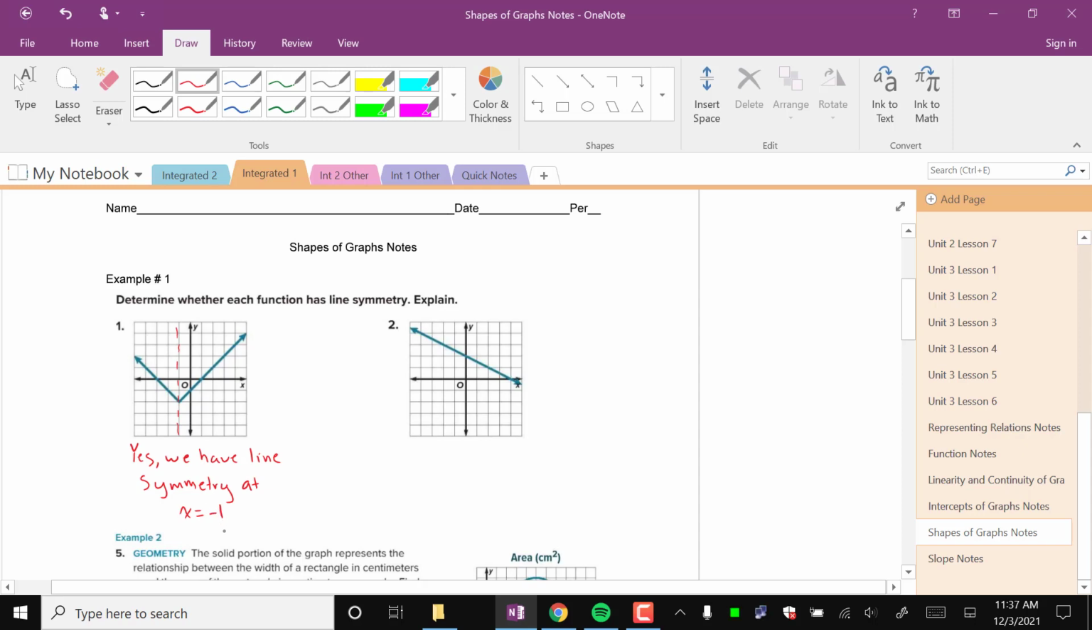Now let's take a look at the second one. So going from left to right, if you notice, it just keeps going down, down, down. So there is no point where one side looks like the other side. It just keeps getting lower and lower. So this is just going to be no. And that's it. There is no line symmetry. It does not have line symmetry.